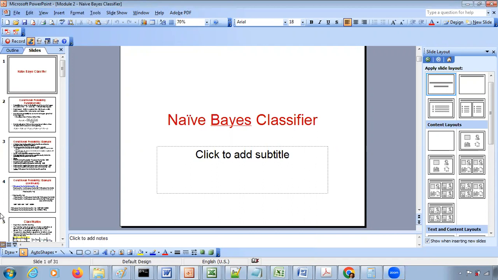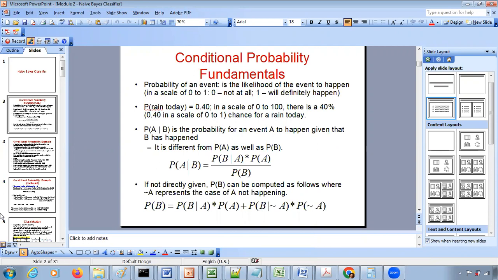Okay, so now we'll start with this module on Bayes classifier. So this is very much a probability-based approach. So let us go through some fundamentals about probability, conditional probability, and so on.